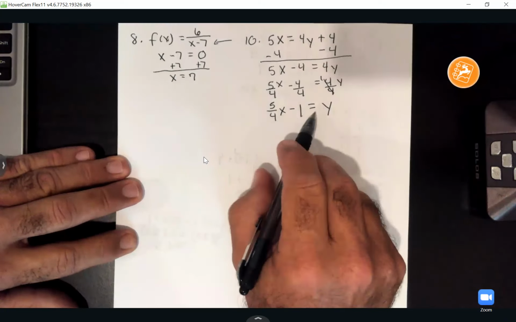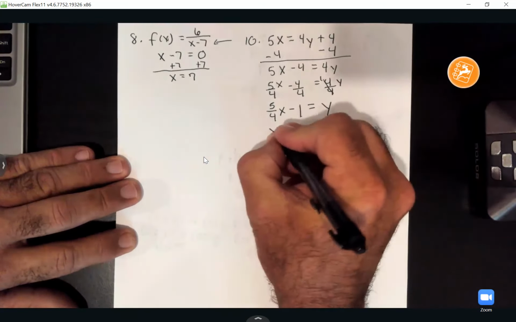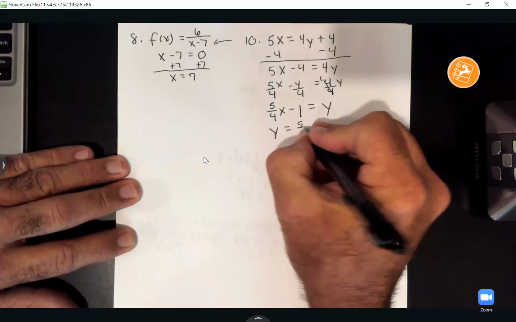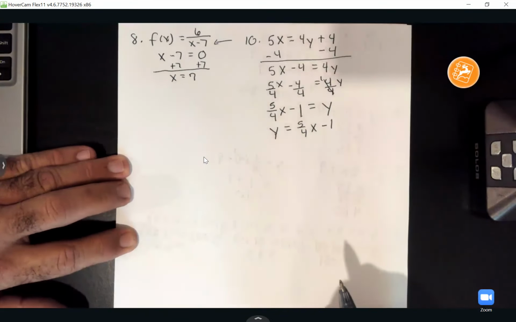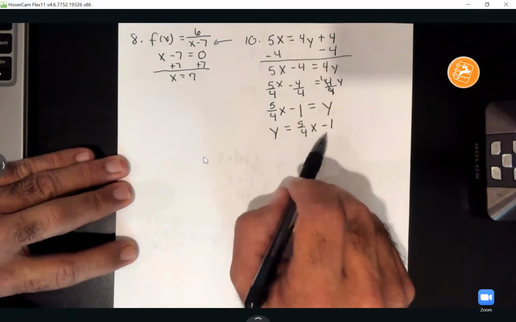Now, if you want to, change the sides. Put the y over here. If I put the y over here, then the 5 over 4x minus 1 can go on that side. So if you don't like them being backwards, just flip sides with them.